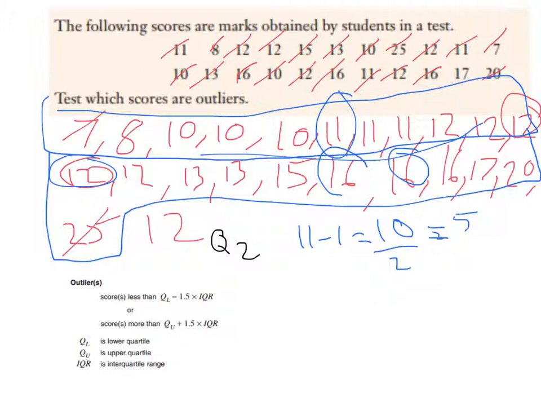Which 16 is it? The first one or the second one? Second one. Okay. All right. Cool. So what's Q1? Q1 is 11. And what's Q3? Q3 is 16. Okay. So what's your interquartile range? Is it 16 minus 11? Yep.